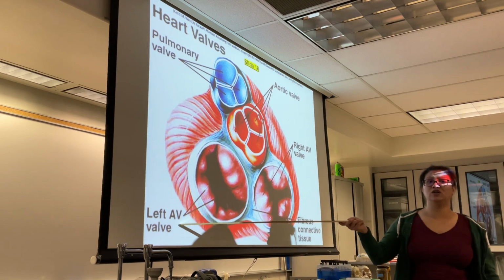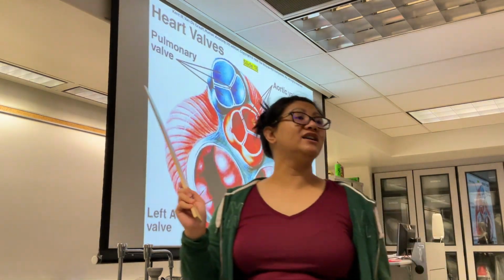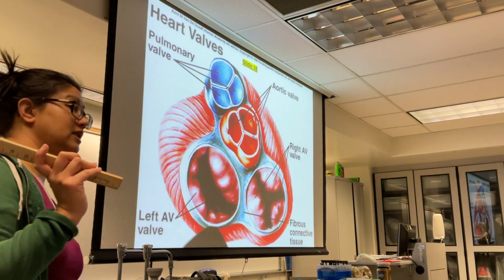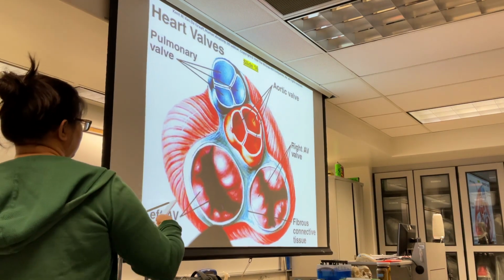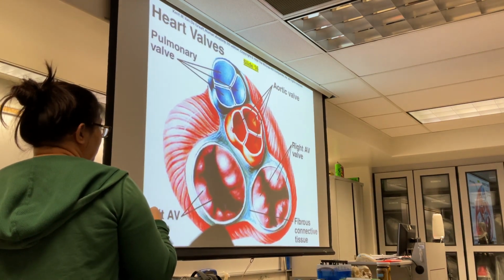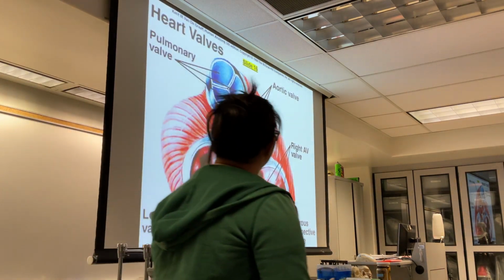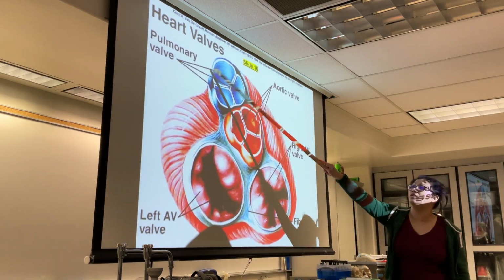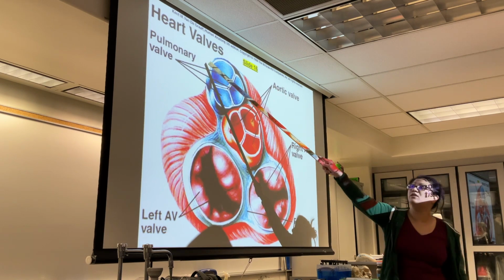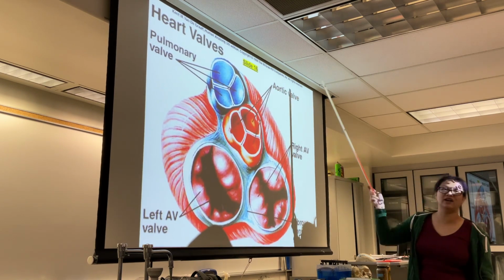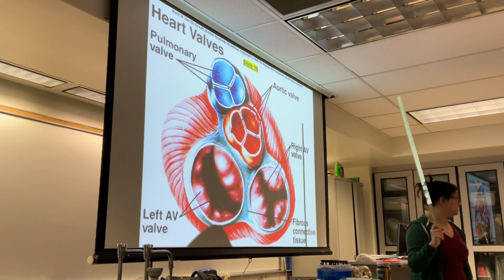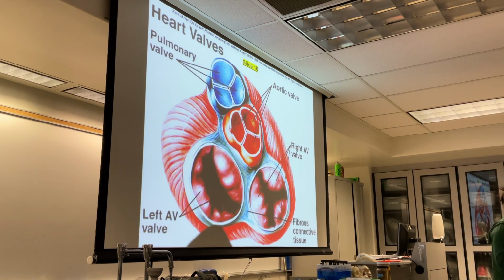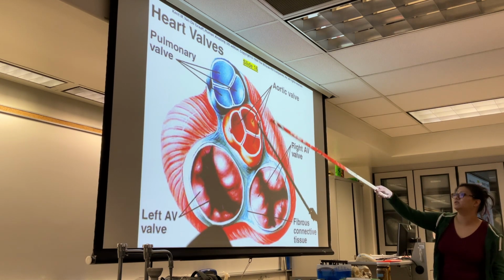What's the left one called? Bicuspid. What's the other name for it? Mitral valve. So this one you need to put down bicuspid or mitral valve. What were those two letters that I want you to put in between pulmonary and valve, aortic and valve? SL. What does SL stand for? Semilunar valves. Okay.